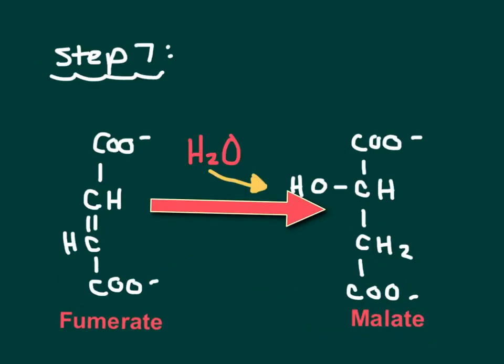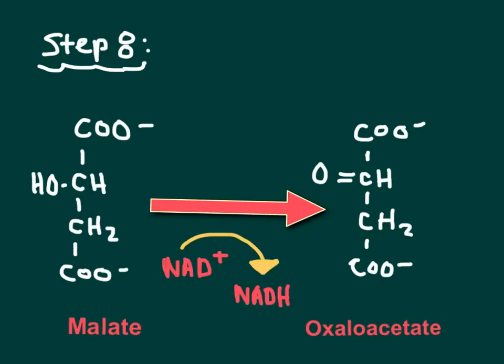In step 7 of the Krebs cycle, water is added to fumarate. This causes fumarate to become malate. In the last step of the Krebs cycle, malate undergoes one more redox reaction with NAD+. This creates NADH and oxaloacetate. After this step, the Krebs cycle is ready to begin again.